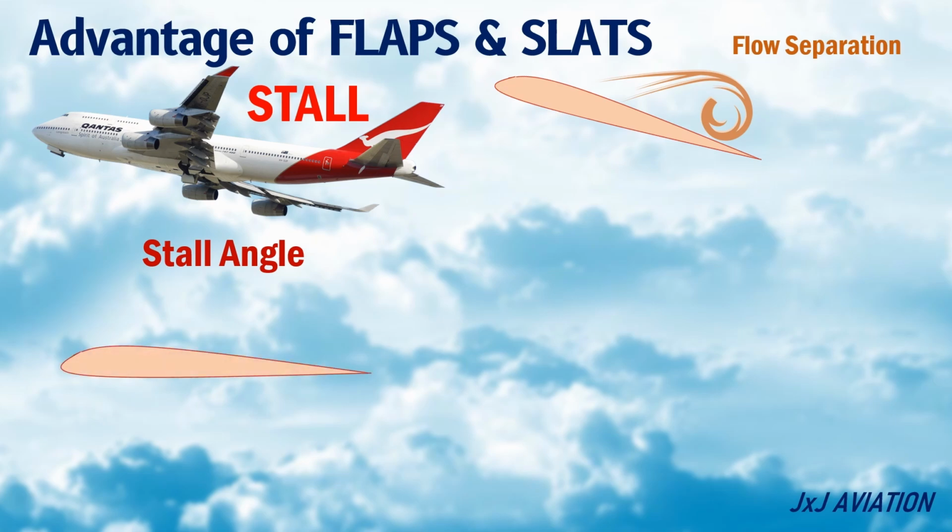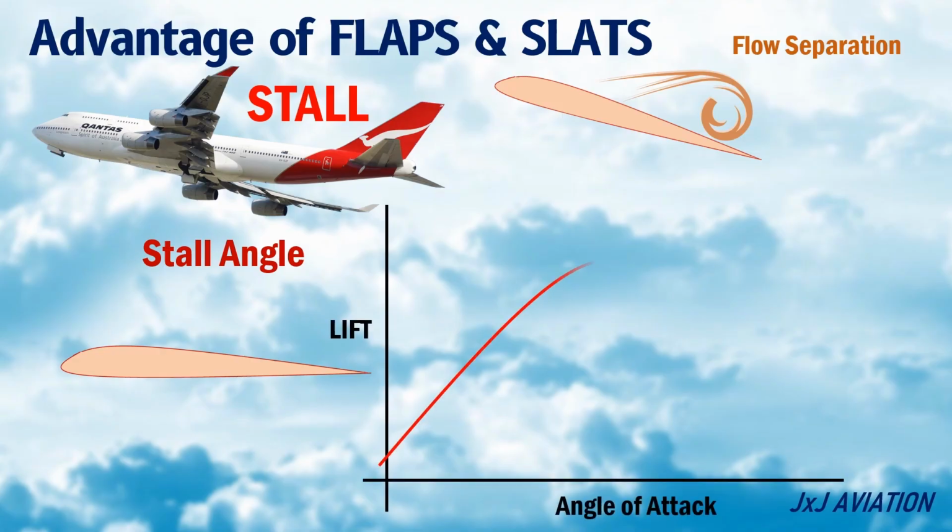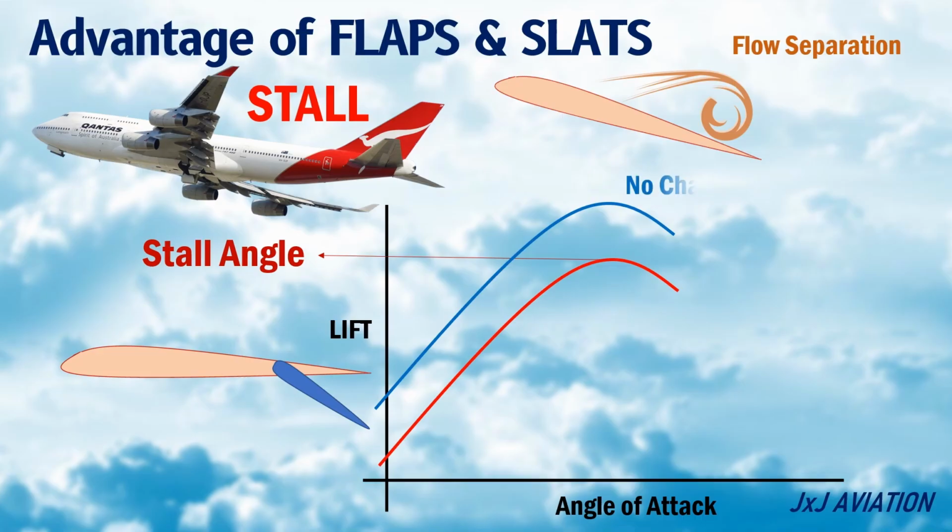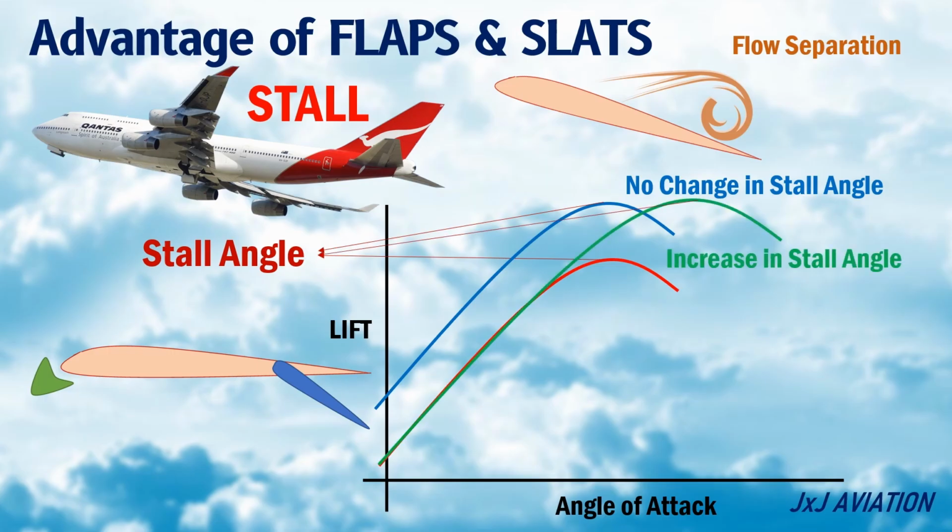Let's consider a wing with the flaps and slats fully retracted. As the angle of attack increases, the lift increases until it reaches the stall angle, as shown in the graph. When the flaps are extended, more lift is created on the wings, but there is no change in the stall angle. When the slats are extended, the lift increases with an increase in the angle of attack. Here the stall angle also increases. This means that the aircraft can fly at higher angles of attack with the slats extended.